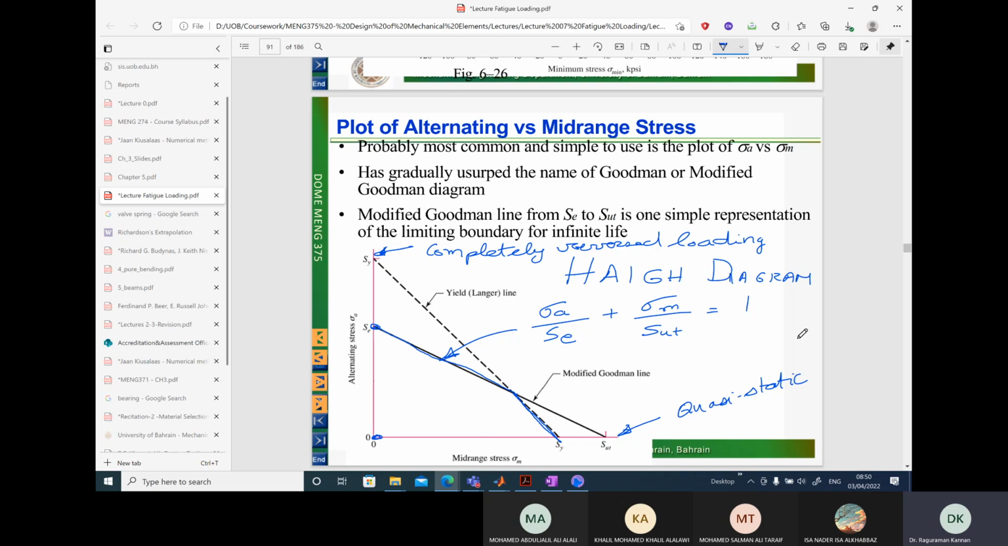But on the right hand side, we saw 1 over n. We can put 1 over n here. If we add an n over here, these points have to be modified. So this point will become SE over n, and SUT will become SUT over n. So appropriately, the points have to be shifted with a factor of safety. So by using these equations, we will be able to figure out what is the life of the specimen. How to figure out what is the life of the specimen, we are going to see that.